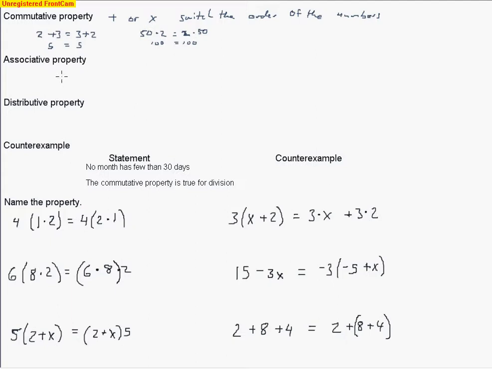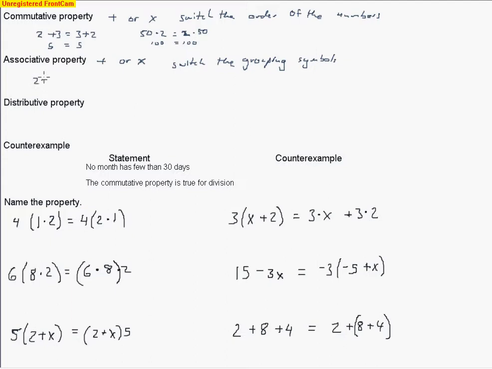The associative property also works with addition or multiplication. It only works with these two operations. And it says that we can switch the grouping symbols, or even just add grouping symbols. Either way, and you'll see some examples of both. We can change these grouping symbols around and we'll still get the same answer.